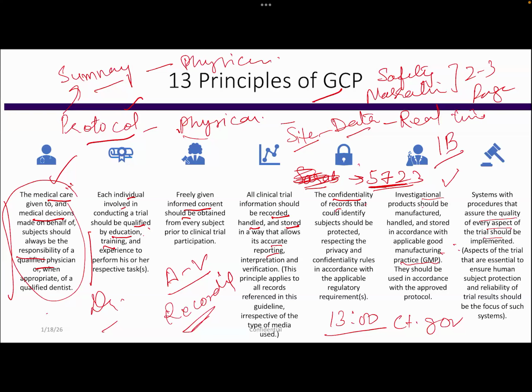Now, two very important examples. One is QC, one is QA. What is the example of QC in a clinical trial? Monitoring of 100% data. QC is your monitoring, and QA is audits.